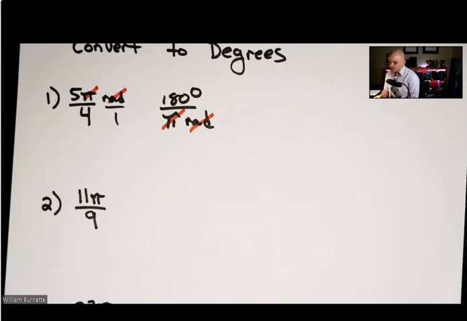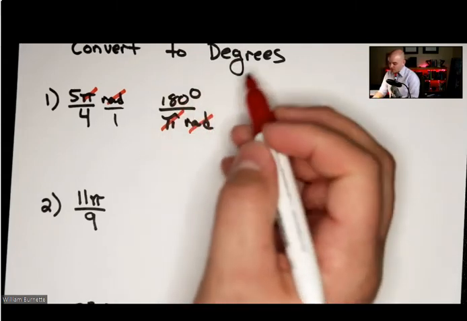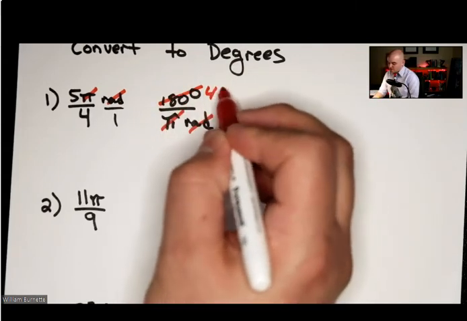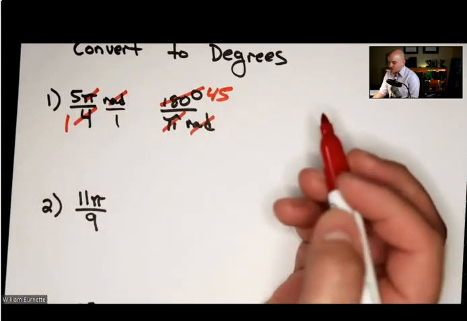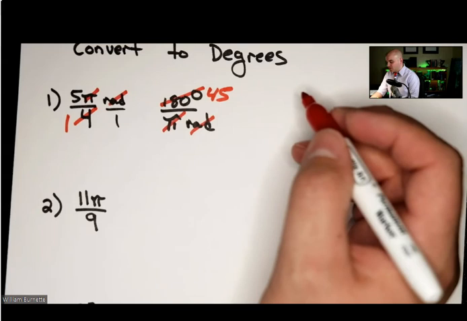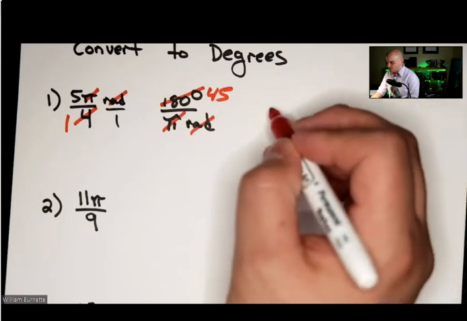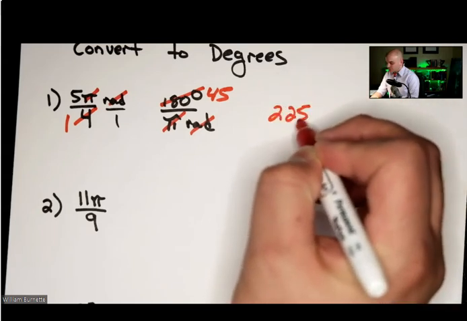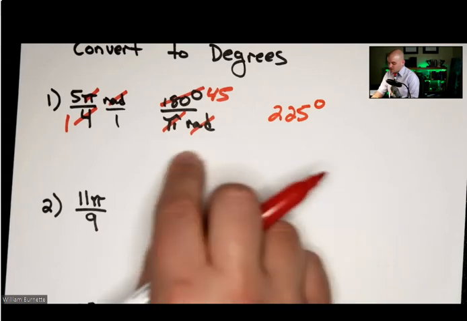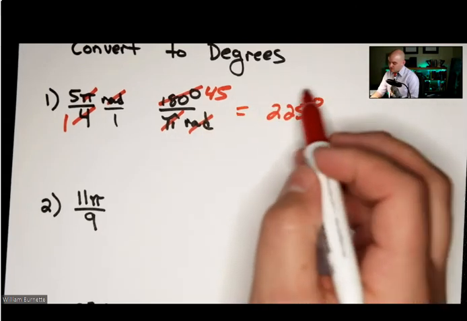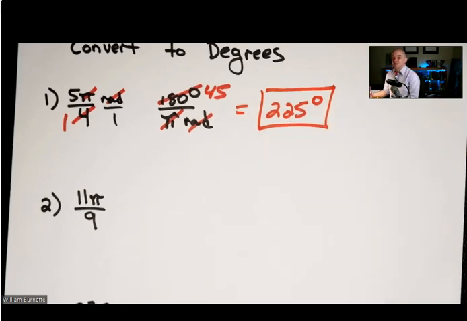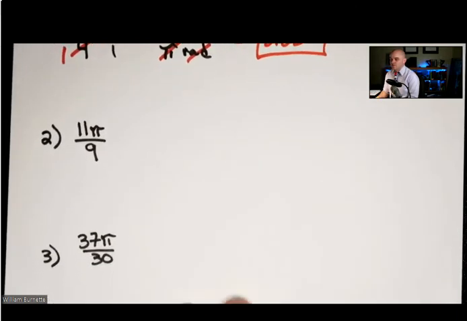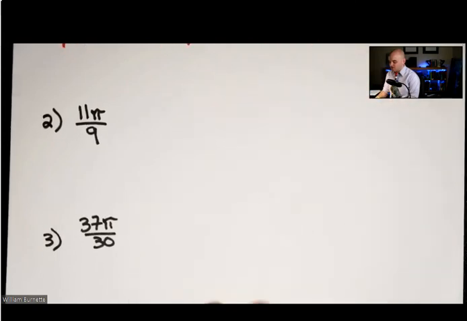So I know that 4 will go into 180 degrees 45 times. So this becomes a 45. 4 goes into 4 once. And so 5 times 45 is what I'm going to get there, which is, let's see here, 225. And this is in degrees. And there's our answer. Do mark that there is a degree there. Even if it's in context, we want to make sure that we're being obvious that it is degrees.